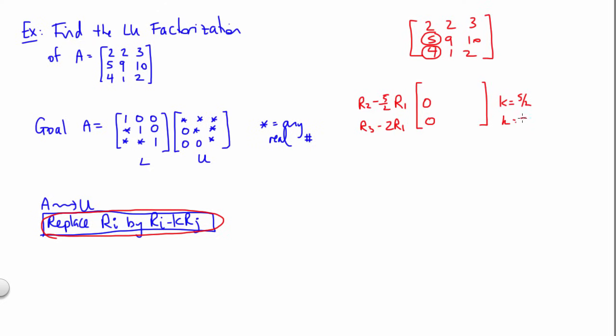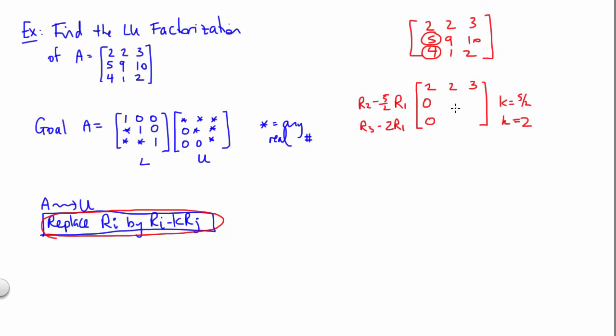K is positive 2 here. So you can think of k as the multiple of the row that's being subtracted off. In other words, there's a sign change going on. All right, so let's figure out the entries in our matrix. The top row stays the same.